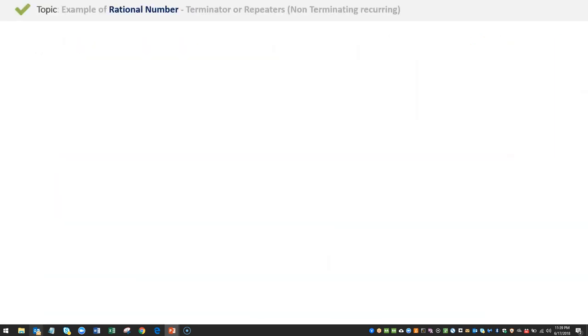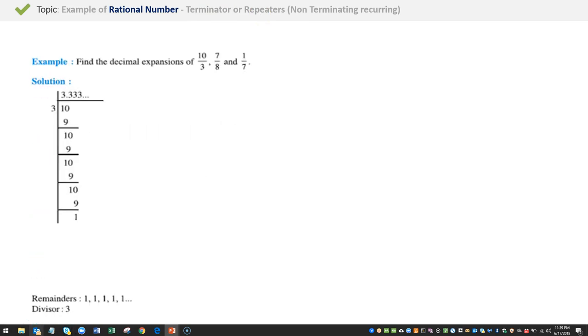Now let's take an example of rational numbers where you see the decimal either terminates or repeats. Here are some examples. Find the decimal expansion of 10 by 3, 7 by 8, and 1 by 7. When you try 10 by 3, when you divide, you get 3 times 3 as 9, and 1 is left. You add 0, put a decimal, you again multiply 3 times 3 and get 9.